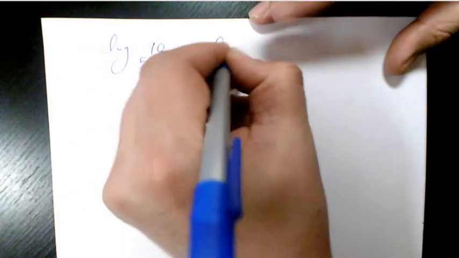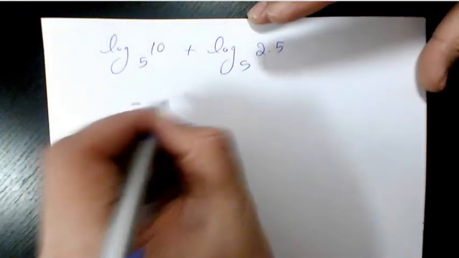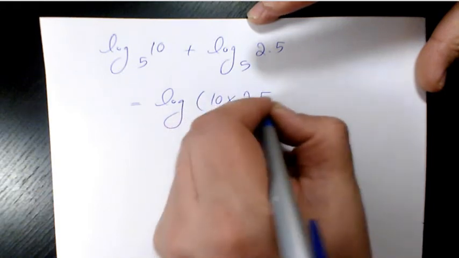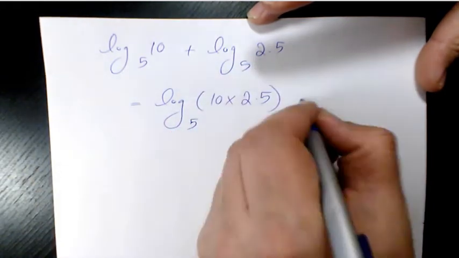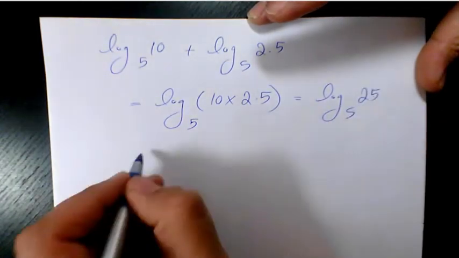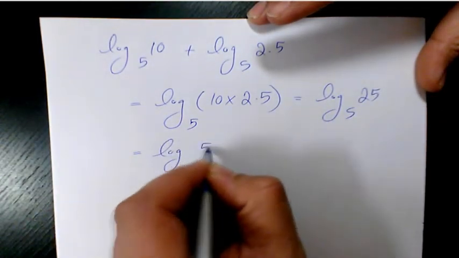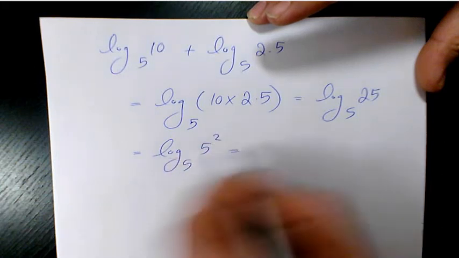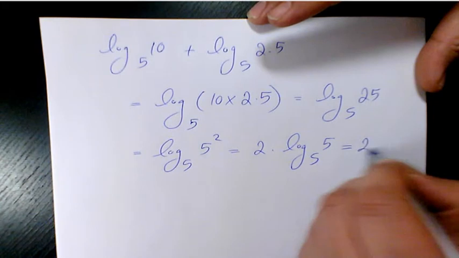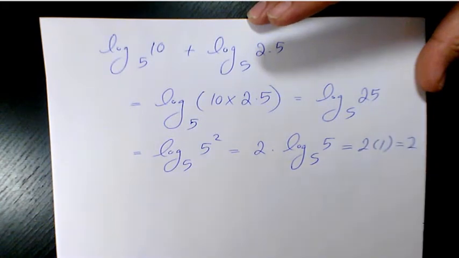Next example, log 10 base 5 plus log 2.5 base 5 equals, again we need to use the product law because we have addition. 10 times 2.5 is going to be 25, and 25 is 5 squared. So we can move the exponent there, and it's going to be 2 times log 5 base 5. So 2 times 1 is going to be equal to 2.